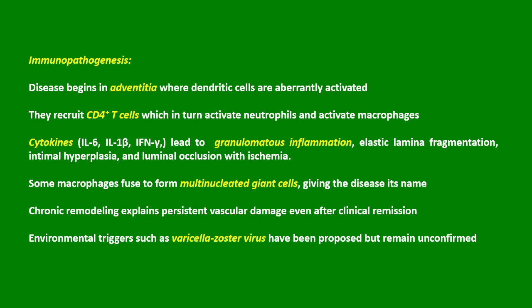Immunopathogenesis. Disease begins in the adventitia with activation of the dendritic cells. They recruit CD4 T cells, which in turn activate neutrophils and macrophages. Cytokines lead to granulomatous inflammation, elastic lamina fragmentation, intimal hyperplasia, and luminal occlusion with ischemia. Some macrophages fuse to form multinucleated giant cells, giving the disease its name. Environmental triggers such as varicella zoster virus have been proposed but remain unconfirmed.